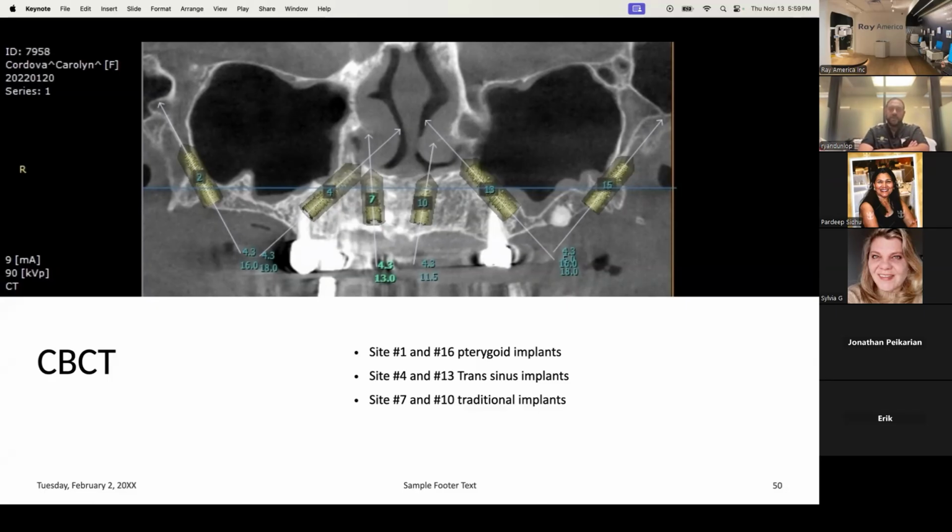On the posterior sites 4 and 13, I'm able to place implants directly into the CBCT and use realistic sizes and plan ahead for my transsinus implants so that I know that I'm going to be using 18 millimeter implants for my transsinus positions. And then in the anterior, I'm able to place 11.5 and 13 millimeter implants.